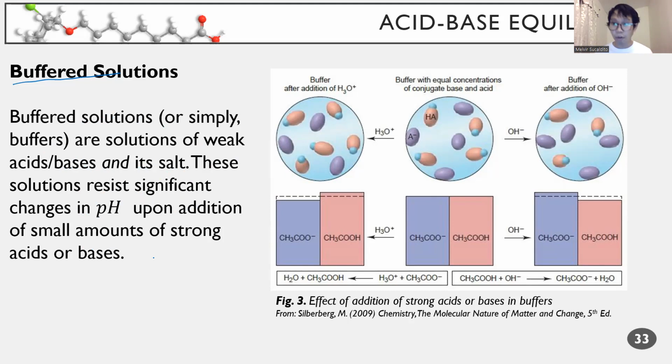So first, what you need to remember is that buffers are made out of an acid and its conjugate base, or a weak base and its conjugate acid. It has to be a conjugate acid-base pair.